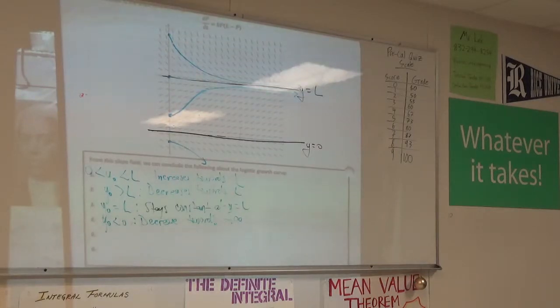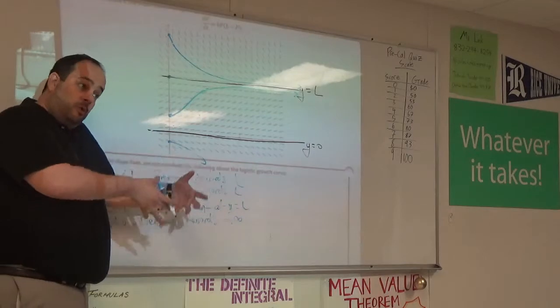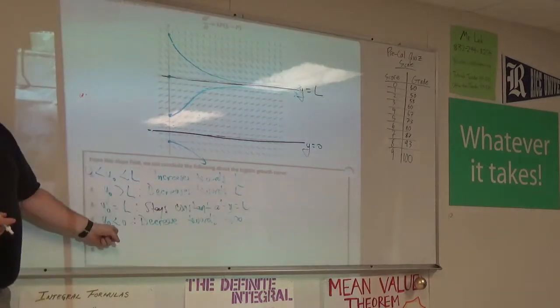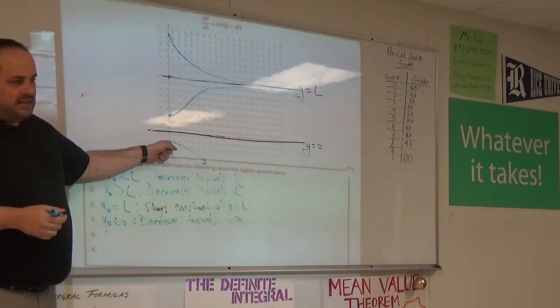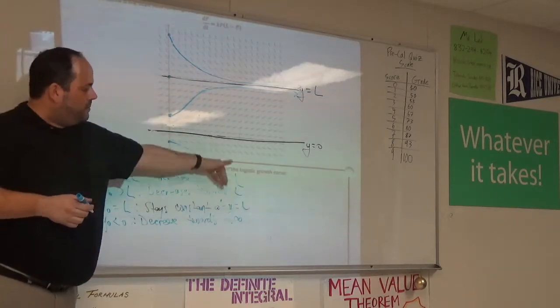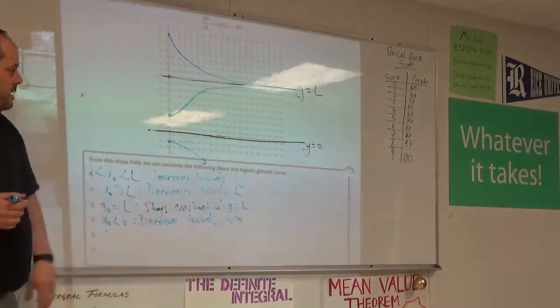Could you explain how that makes sense? In terms of grizzly bears, it does not. In terms of a slope field, it does. If we remove real world constraints, like I can't have a negative number of grizzly bears, what I'm saying is if I pick a point below the line y equals 0, the slope field tells me I'm going to be decreasing towards negative infinity. There's one more case.